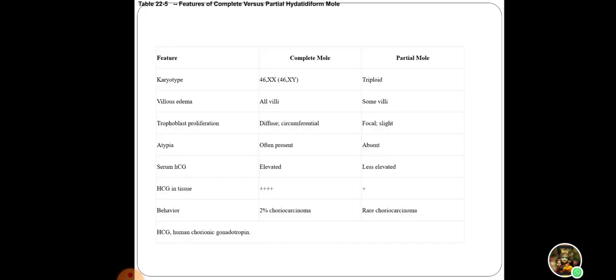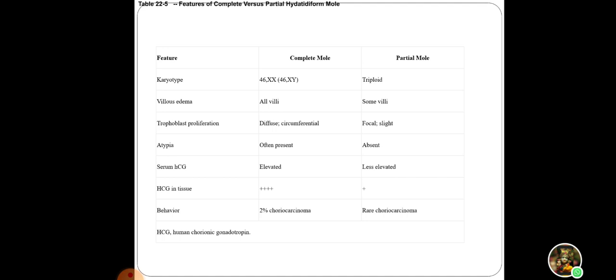These are the features of complete versus partial hydatidiform mole. Villus edema: all villi show edema in complete mole, and in partial mole only some villi show villus edema. Trophoblastic proliferation is diffuse and circumferential in complete mole, and focal and slight in partial mole. Atypia is often present in complete mole and absent in partial mole.